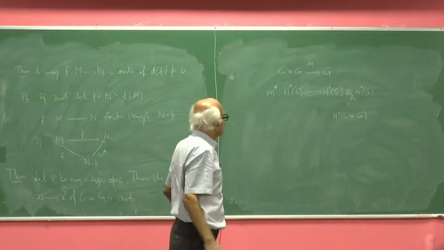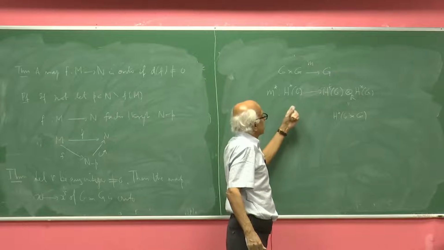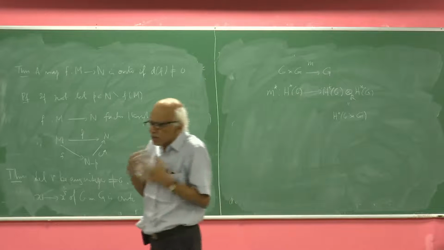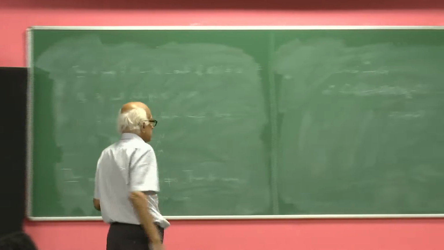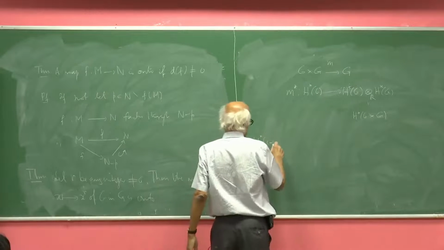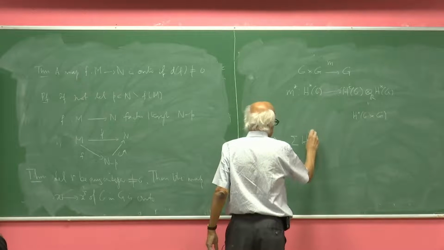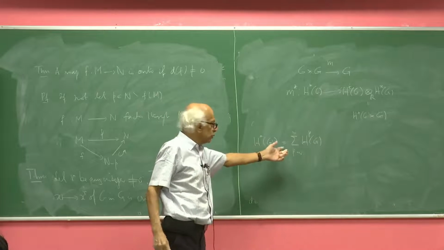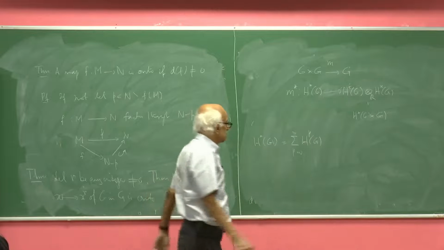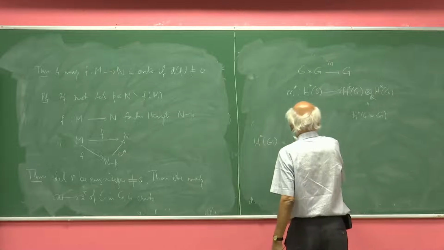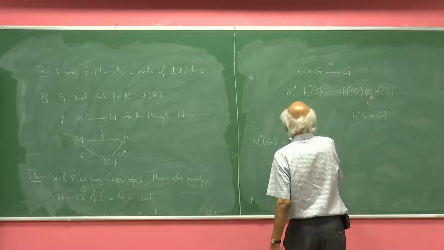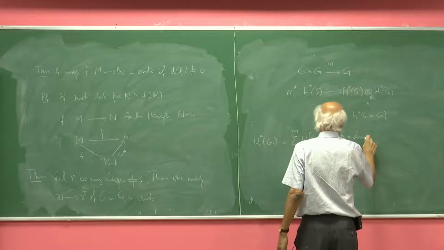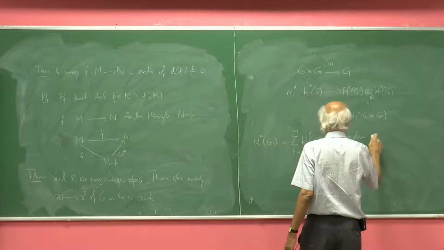Coefficients in R all the time. Now, this is H star G, the cohomology, which has an algebra structure. It is a so-called graded anti-commutative algebra. H star G is a sum of HPG, P equal to 0 to infinity, and it is a finite dimensional situation, so it will be 0 beyond a certain stage. So in fact it is the sum from 0 to n, n is the dimension of G.